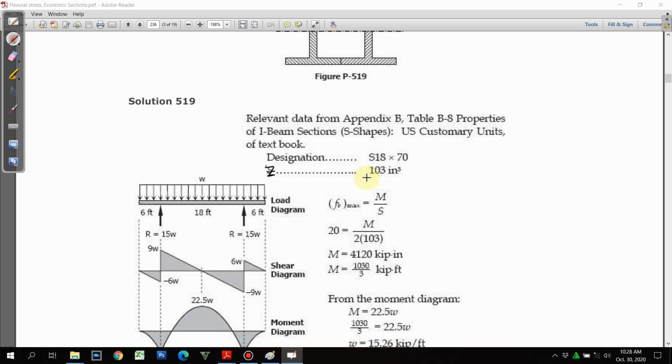Okay, so we will take off from this formula. Of course, that is M over Z, and then of course we will be needing your moment here, and substituting the values, we have this as allowable 20. That would be equal to M all over 2 times 103. So 103 is doubled because we have here a combination of two steel sections. So out of that, we can determine right away our moment equivalent to 4,120 kips inches.